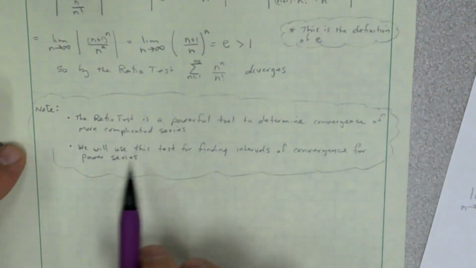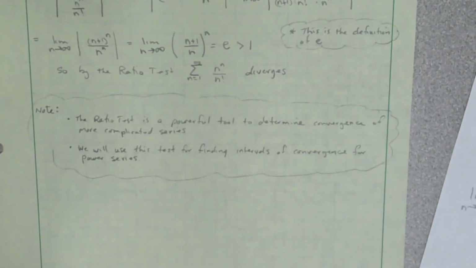Here's a little side note at the end. The ratio test is a powerful tool to determine convergence of more complicated series. We will use this test to find intervals of convergence for power series, which is coming up soon. So if you have any questions about this technique, please let me know.